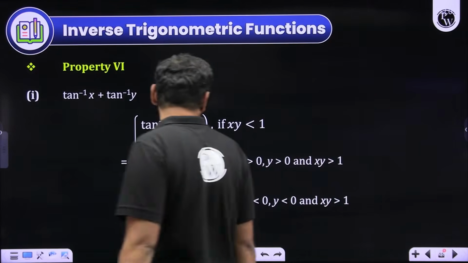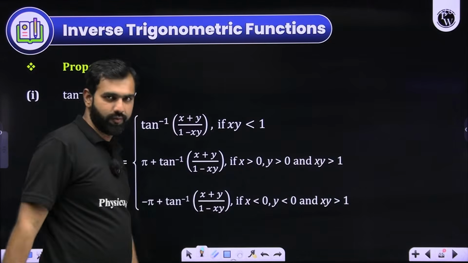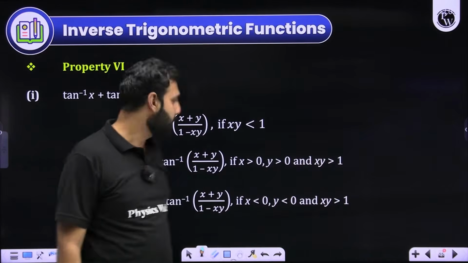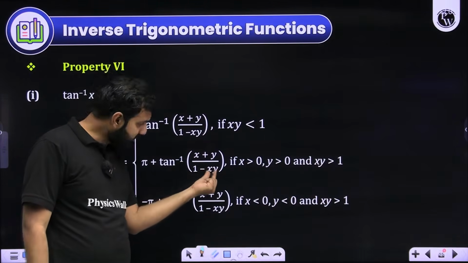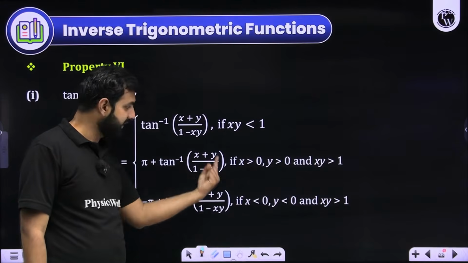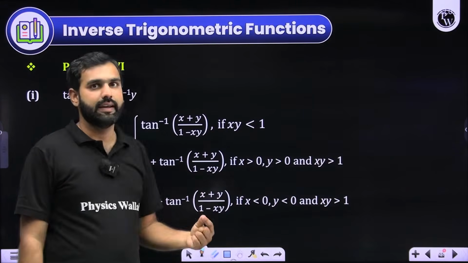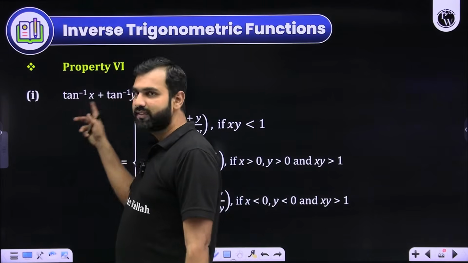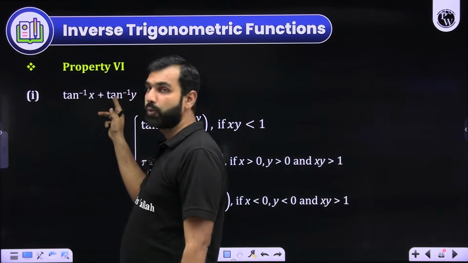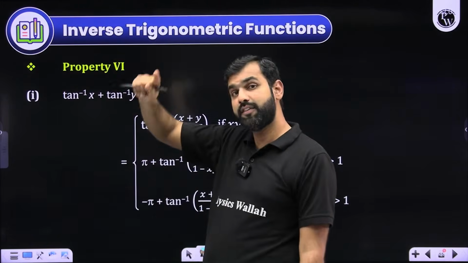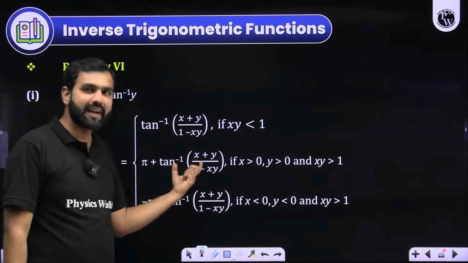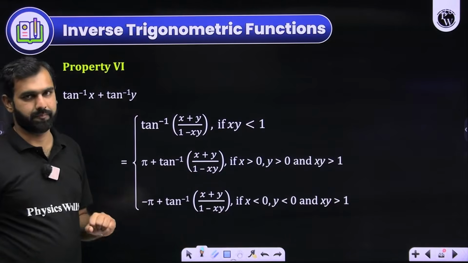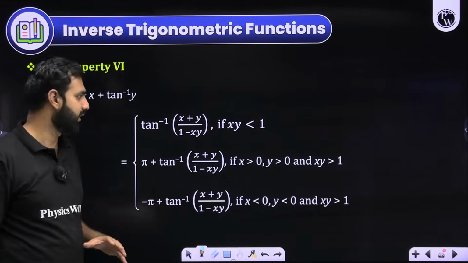But in case both x and y are positive and the product xy is greater than 1, in that case this is going to be negative. Each of them lies between 0 to pi by 2, so effectively their sum will be between 0 to pi. So here, to bring it between 0 to pi, where it is negative now, I need to add pi to it. I hope you're understanding this conclusion very clearly.